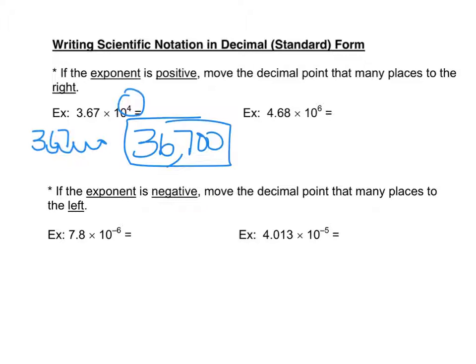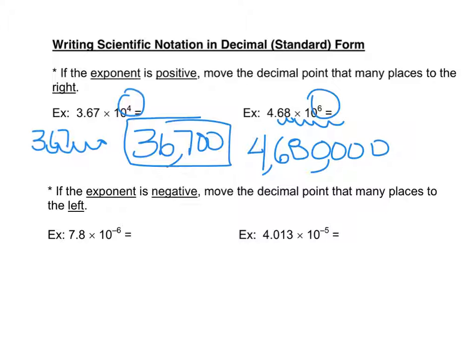For the next one, we need to move the decimal point 6 places to the right. So once, twice gets us to after the 8. 3, 4, 5, 6 means we have to add 4 zeros to the end. So 4, 6, 8, and then 4 more zeros means that we have 4,680,000, which is the same as this original number written in scientific notation.